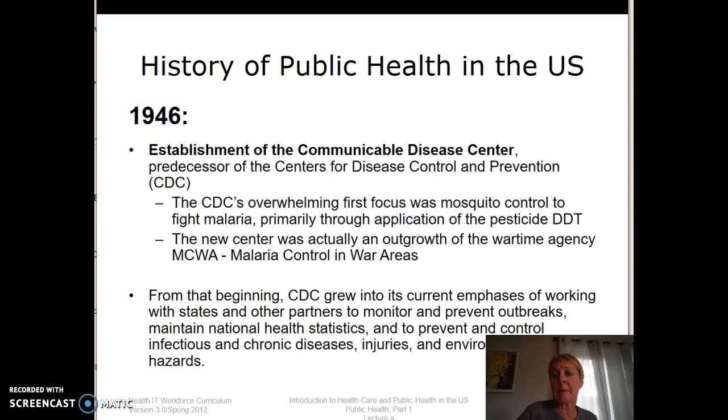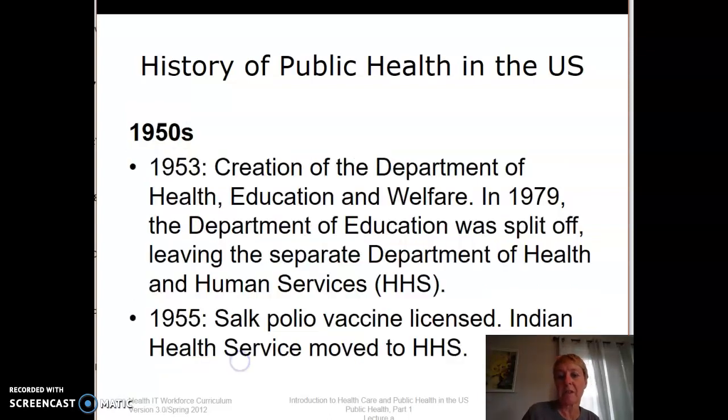1946, they established the Communicable Disease Center, which eventually became the CDC. Their first focus was mosquito control to fight malaria. And notice the pesticide DDT that was used, which is now banned because DDT, for those that are old enough to remember, weakened the shell of eagles' eggs and almost helped eliminate the eagle population. So DDT, although it worked for mosquitoes, is now a banned substance. From that beginning, CDC grew to its current emphasis of working with states to monitor and prevent outbreaks, maintain health stats, and prevent and control infectious and hazardous diseases.